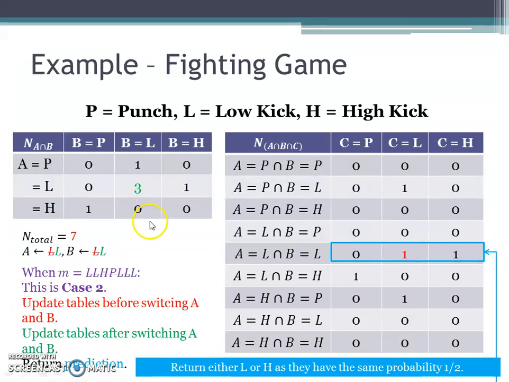So why is this 3? Because we have seen this 3 times. This is the first time we see LL, this is the second time we see LL, this is the third time we see LL. So therefore there's 3 here.